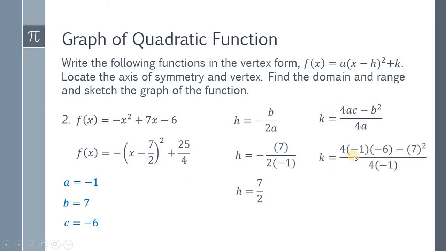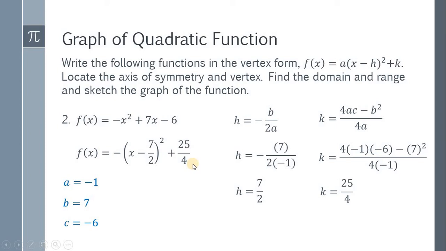4 times negative 1, yung value ng a natin, times negative 6 yung c natin, minus 7 squared, ito yung b, yung 7, all over 4 times negative 1. Now, 4 times negative 1 times negative 6 is 24 minus 49. 24 minus 49 is equals to negative 25 all over negative 4. So, negative 25 over negative 4 is positive 25 over 4. And that's it. Ito na yung ating value ng k.